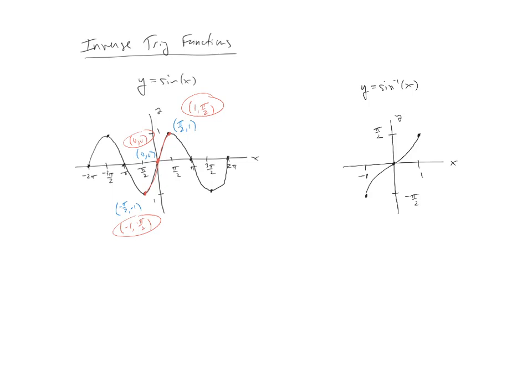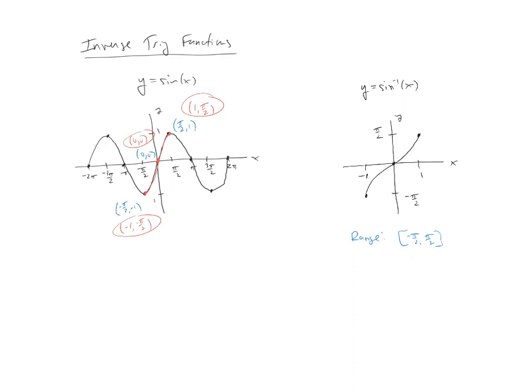Now, a couple things that we have to remember. We started off with something that was not a one-to-one function. We picked a part of it that enabled us to create this inverse function. When we look at just the inverse function, it's important to understand that the range of the inverse function, you can see, is negative pi over 2 to pi over 2.